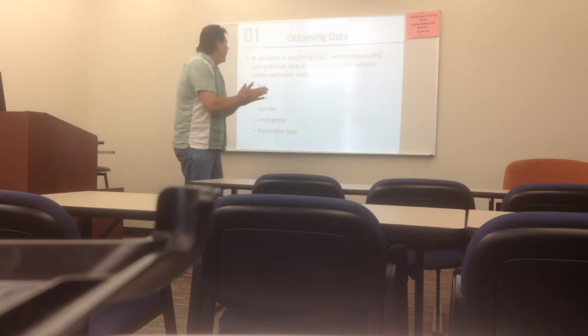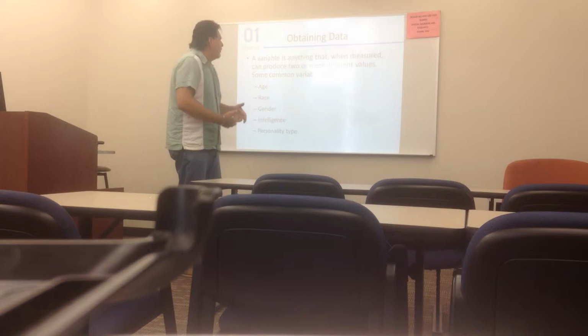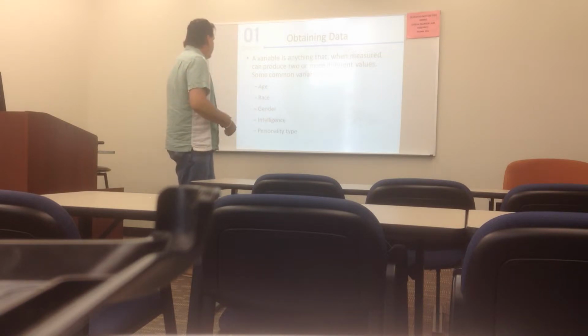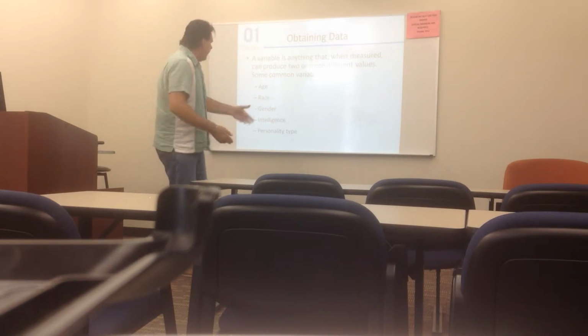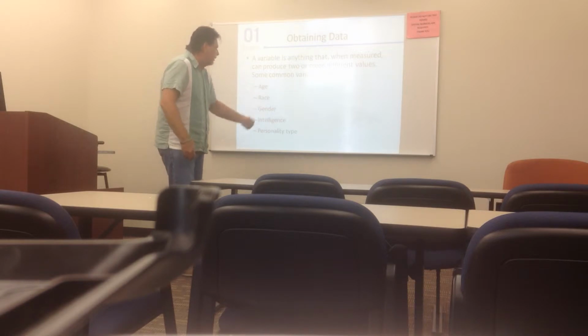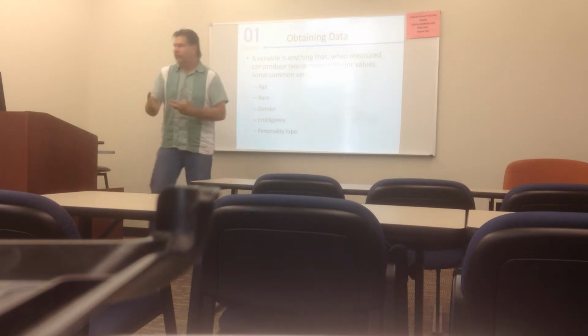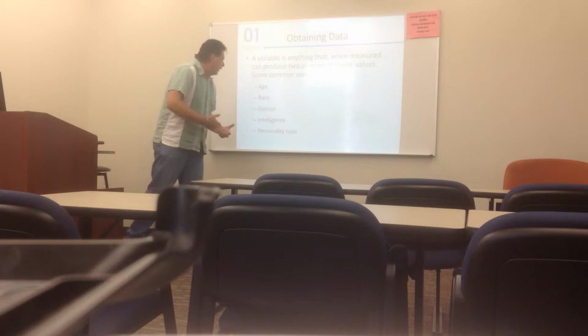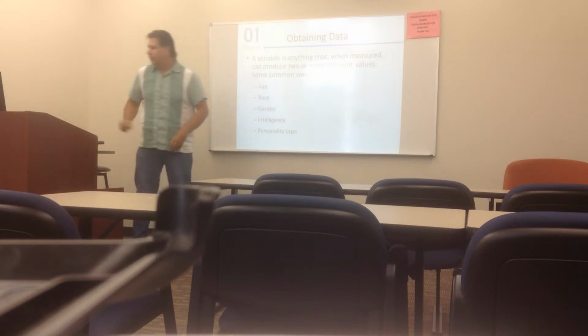Obtaining data, a variable is anything that, when measured, can produce 2 or more different values. Some common variables are age, race, gender, intelligence, personality type. Those are some types of variables.